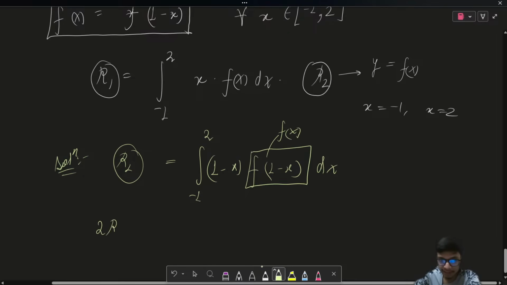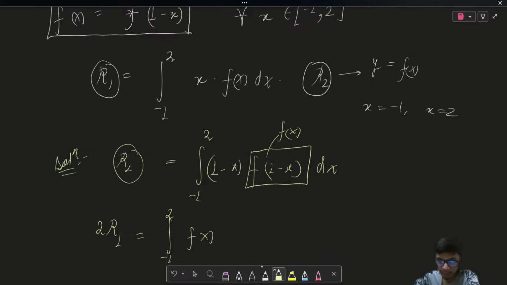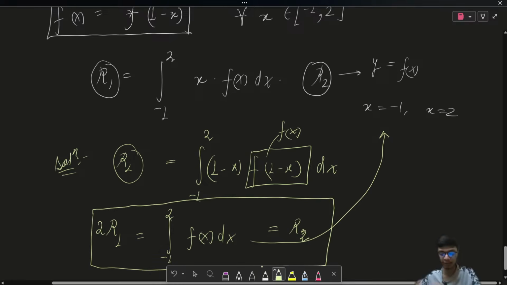So therefore, if I add this region 1 and region 2, it is going to give me the integral from minus 1 to 2, and then this x and 1 minus x is going to cancel out. Ultimately, you're going to get f of x. So this is basically equal to this particular region only, so this is basically R2. So what you get over here is that 2 times R1 is equal to R2. The simplest problem that was asked in JEE Advanced. So 2 times R1 is equal to R2.